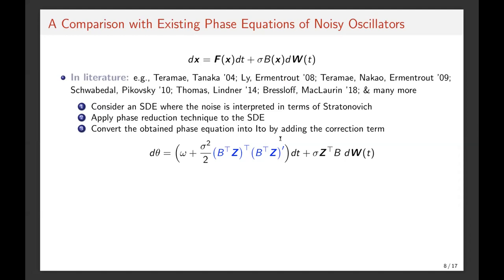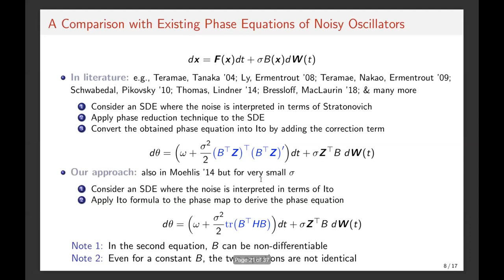And then they apply the phase reduction technique to this SDE, which they just need to use the ordinary calculus and ordinary chain rule because it's the Stratonovich sense of noise. And then they convert the obtained phase equation, which is still in terms of Stratonovich, into Ito by adding this correction term. So the correction term depends on the diffusion matrix, the PRC, and their derivative.